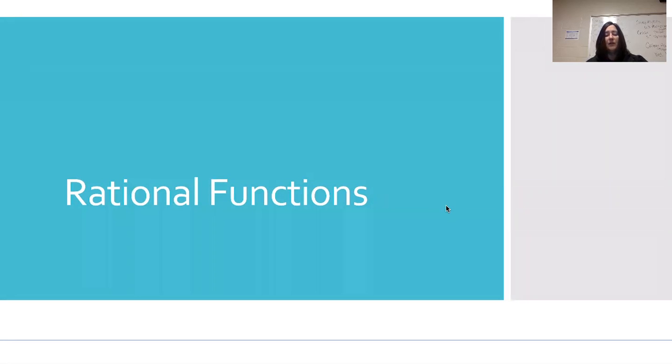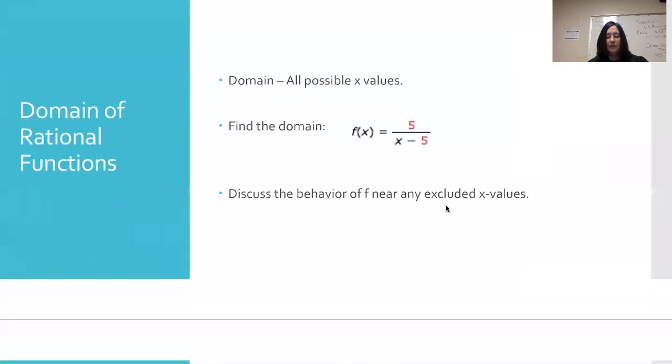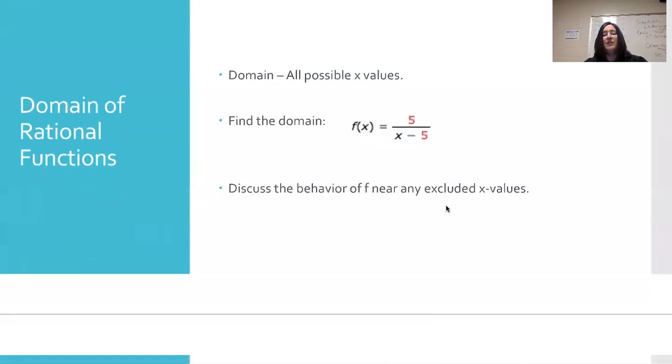Today's lesson is on rational functions. So the first thing that you have to be able to do is define the domain of a rational function. So remember that domain is all possible x values. What x values can you put into a function?